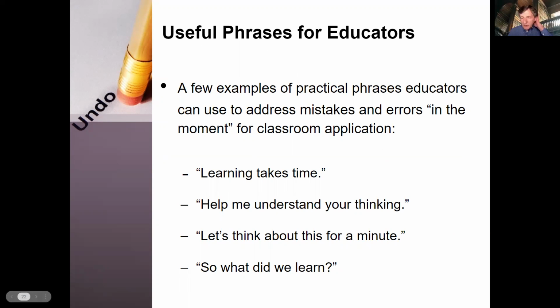So what do we do as educators? Well, when we work in the classroom with the student, we mention things over and over again to help them feel comfortable about making errors and learning from errors and fixing their mistakes. And so we say things like learning takes time. Help me understand your thinking. Let's think about this for a moment. And so what did we learn as reflecting back on the error or on the mistake?